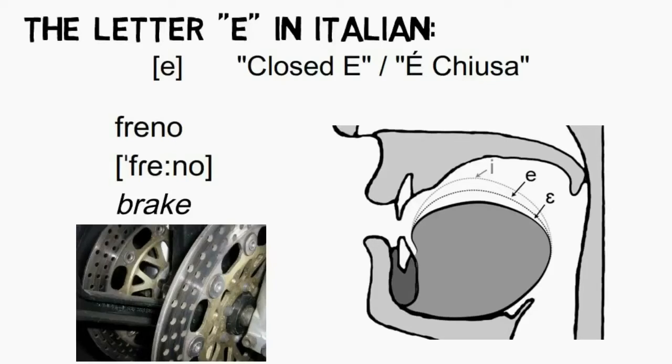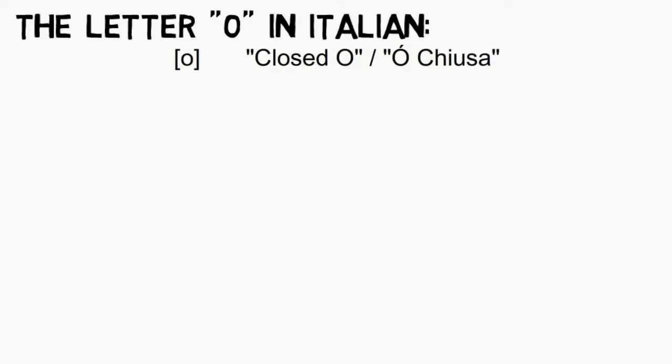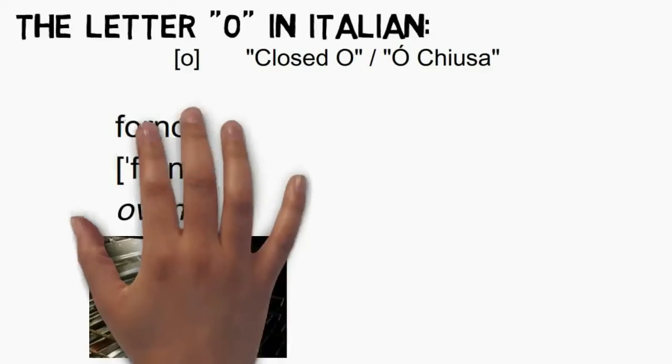Remember how one E was high up in your mouth and the other E was in the middle of your mouth? Well, this E is right in between those two, freno. That leaves us with two vowels left, two versions of the Italian O. The first of these we'll look at is the closed O as in forno.